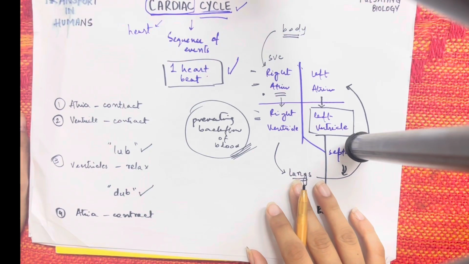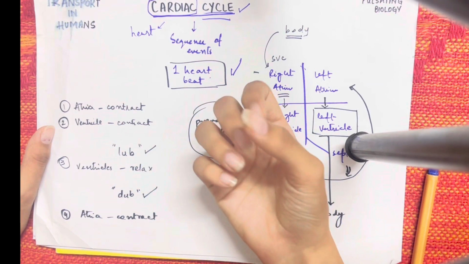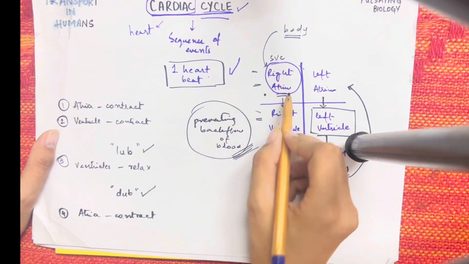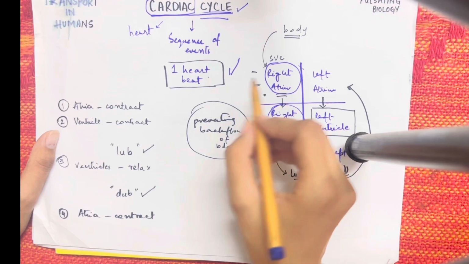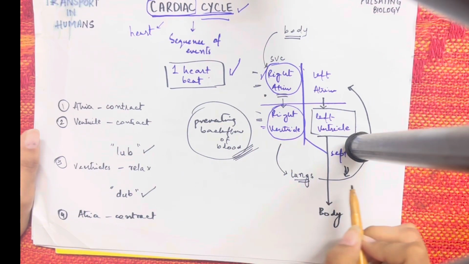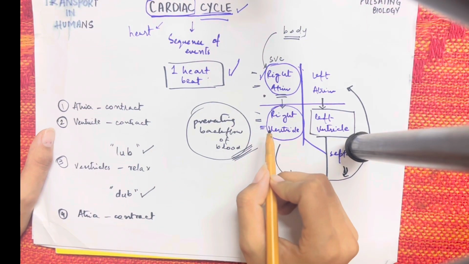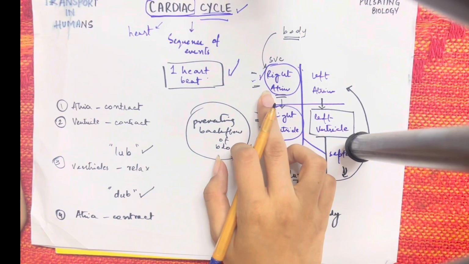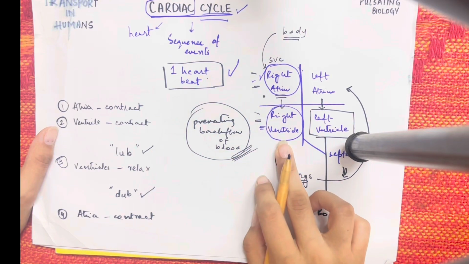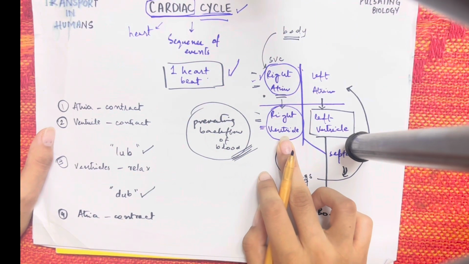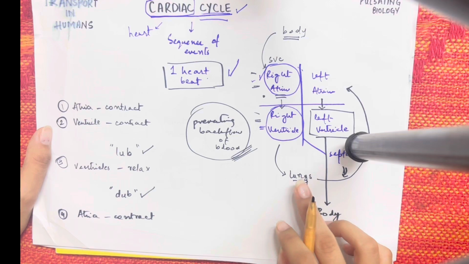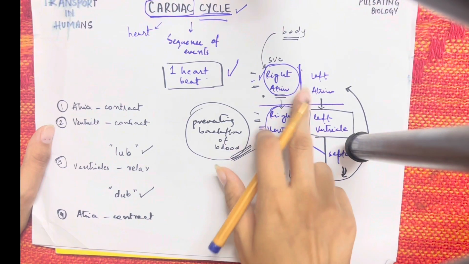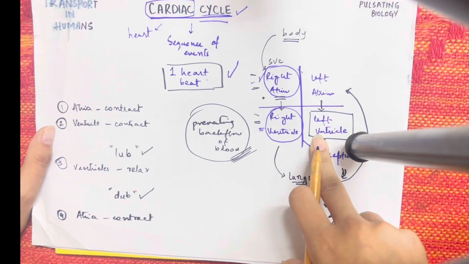In order to understand one heartbeat, we need to understand contraction and relaxation. Whenever the right atrium contracts, it pumps the blood towards the right ventricle, and the ventricle relaxes. When the right ventricle contracts, the right atrium relaxes. So firstly, the right atrium contracts and pumps the blood into the right ventricle. Once the right ventricle contracts, it pumps the blood into the lungs. After being oxygenated, the blood is transferred towards the left atrium. When it contracts, the left ventricle stays relaxed.